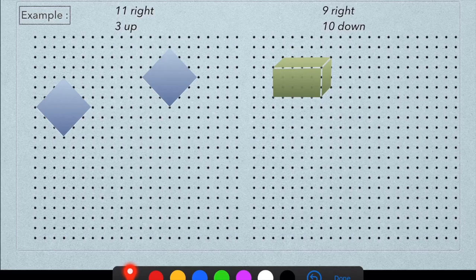Okay, so obviously by picking a point, for example, this one, let's say 9 right. 1, 2, 3, 4, 5, 6, 7, 8, 9, and 10 down. 1, 2, 3, 4, 5, 6, 7, 8, 9, 10.